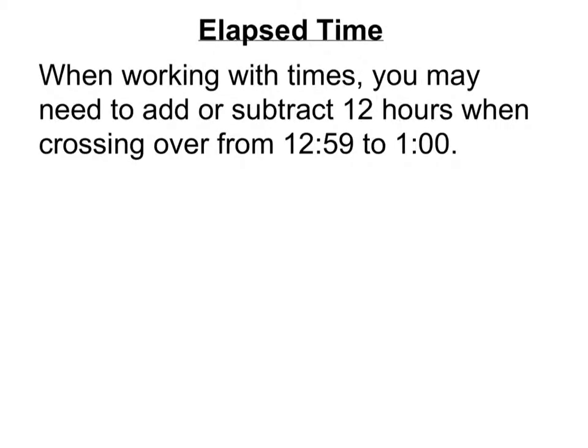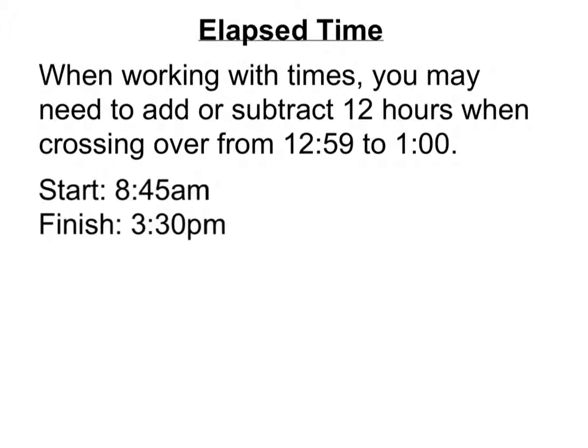Our final concept is elapsed time. When working with times, you need to remember to add or subtract 12 hours when crossing over from 12:59 to 1. Numerically speaking, if we moved on from 12:59, we should go up to 13 o'clock, but we don't have a 13 o'clock. It goes down to 1, which is a loss of 12 hours. So remember to add on your 12 hours or subtract your 12 hours as needed.